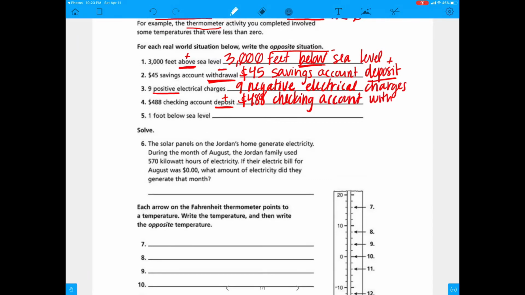I mean, they might feel like opposites, right? But we really have to be keen with our eyes and look to see which word we're really picking for this. So 1 foot below sea level would become 1 foot above sea level. Very cool.